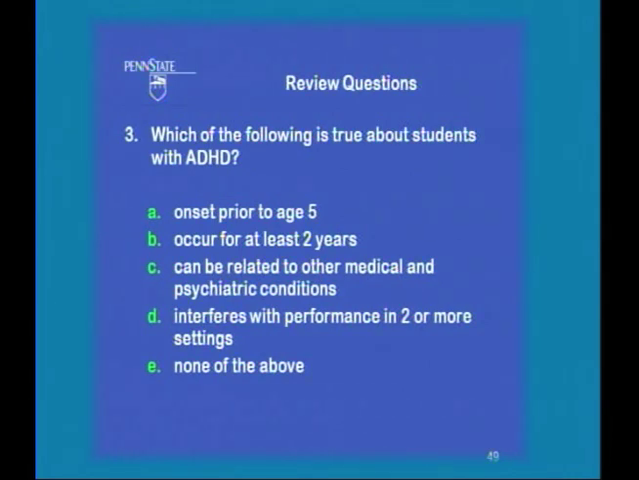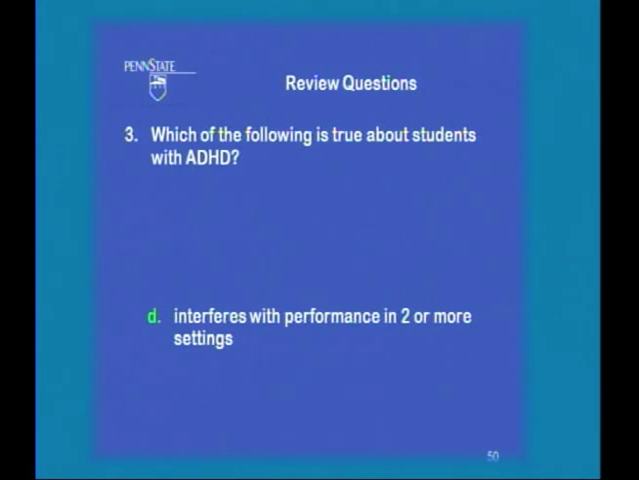Which of the following is true about students with ADHD? Onset prior to age 5, occur for at least 2 years, can be related to other medical and psychiatric conditions, interferes with performance in 2 or more settings, none of the above. The answer is D. In other words, if the problems are only in one classroom or one type of setting and do not occur across school settings or across classrooms, the student more than likely does not have ADHD or ADD.